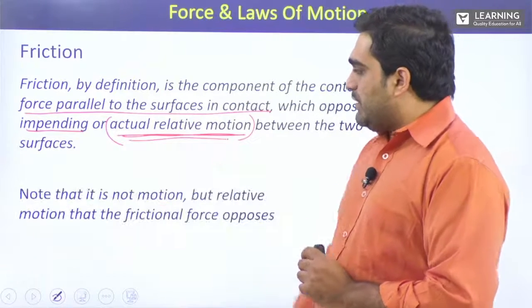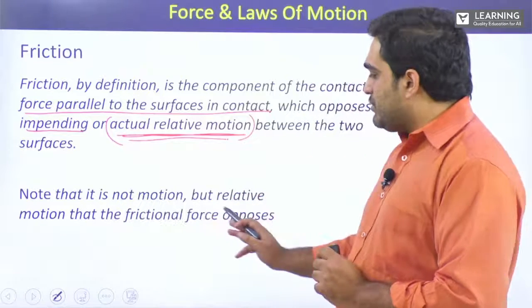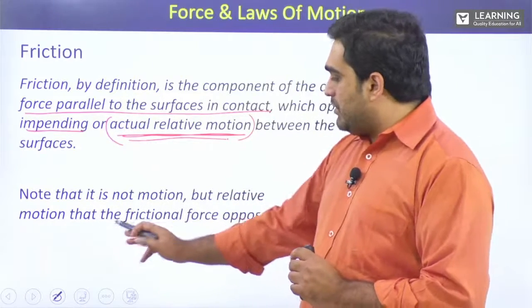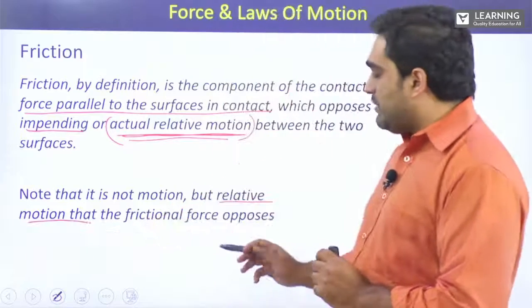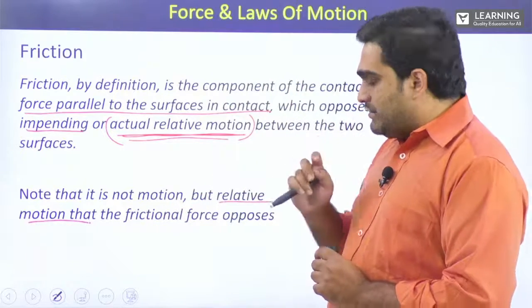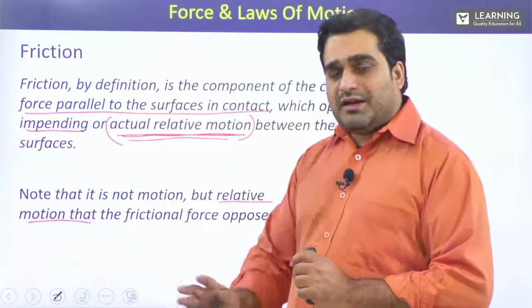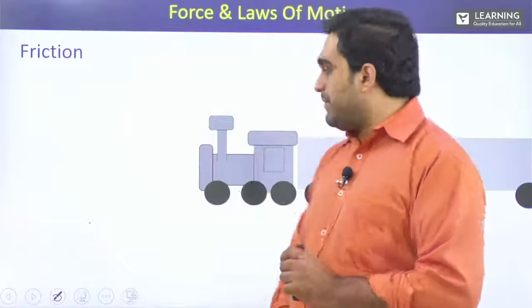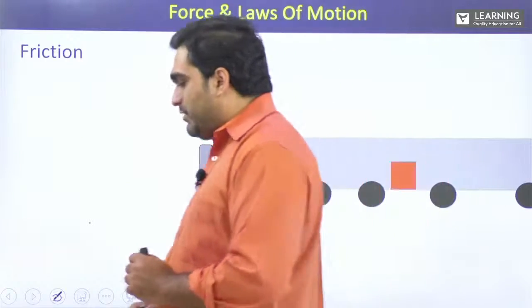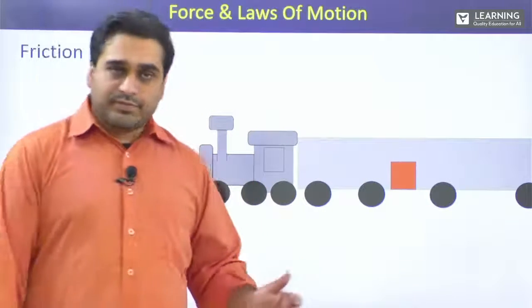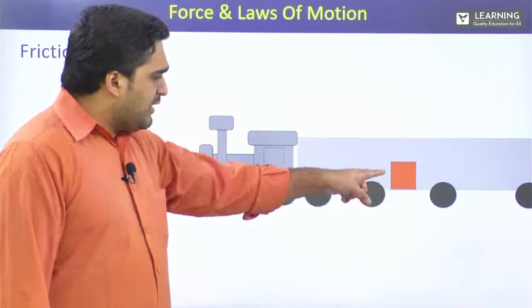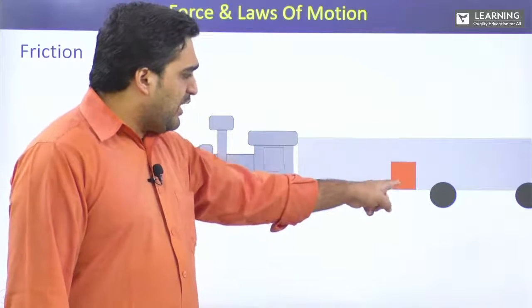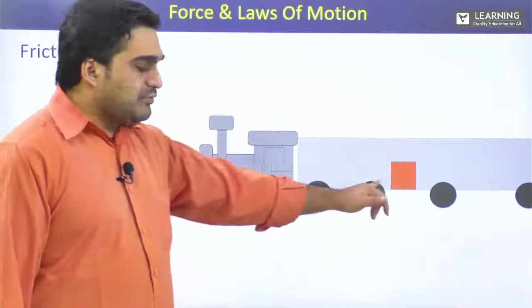So what does it mean? Note that it is not the motion but the relative motion. Even here it says that it is the relative motion that the frictional force opposes. So let's have a look at what relative motion actually means. Let's take an example of this train, and inside the train compartment you have a box, a cargo.